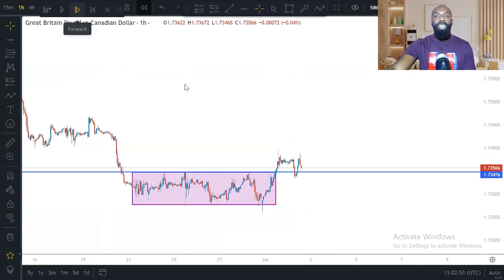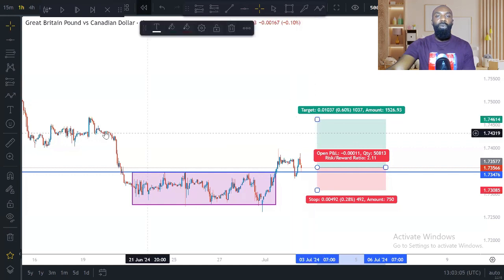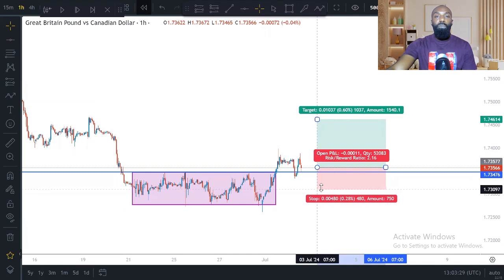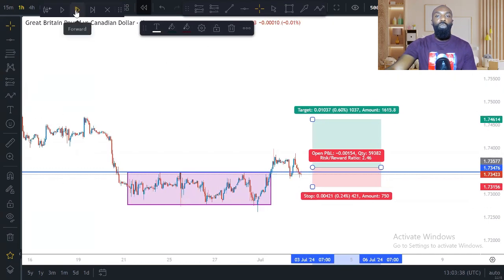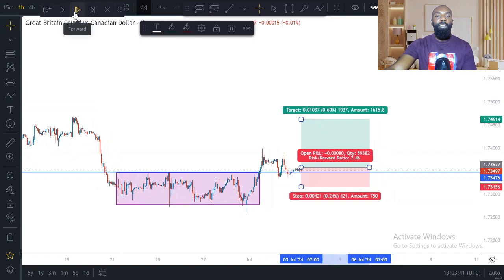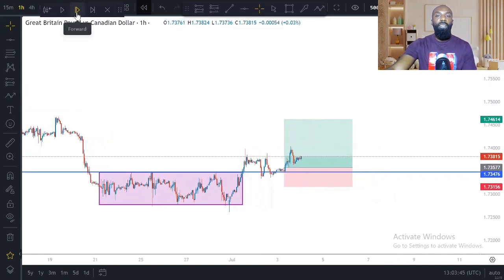At this point in time, I'm just going to enter this trade for a buy here. Then I'm going to put my take profit here, at this last candle up here. Then I put my resistance here. Now I'm hoping to get up to this level, which is about 103 pips. So let's play this and see if it's going to go our way. Let's see what's going to happen here.